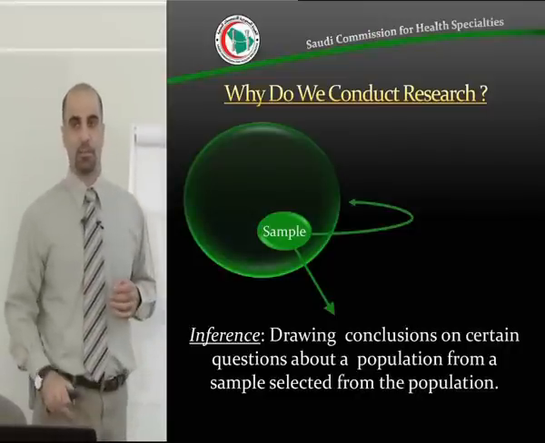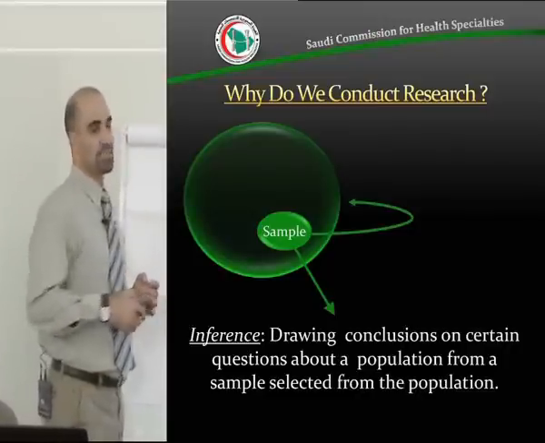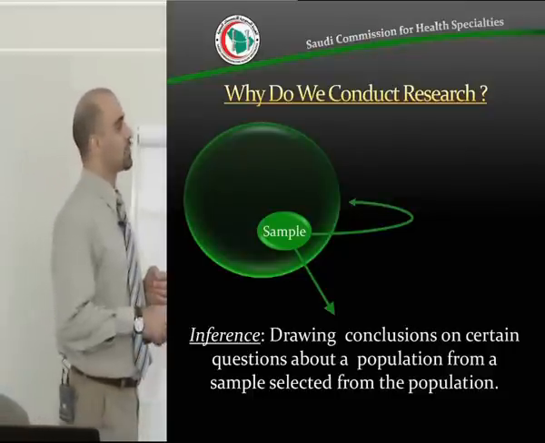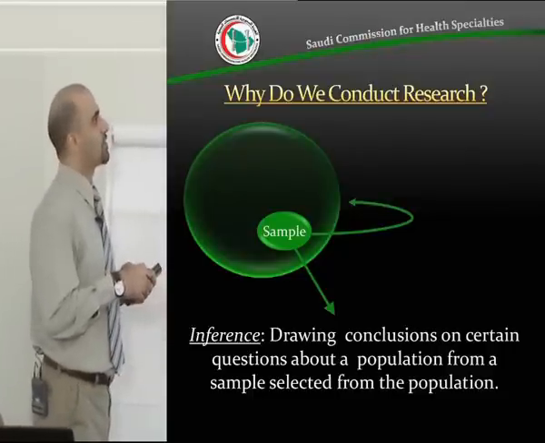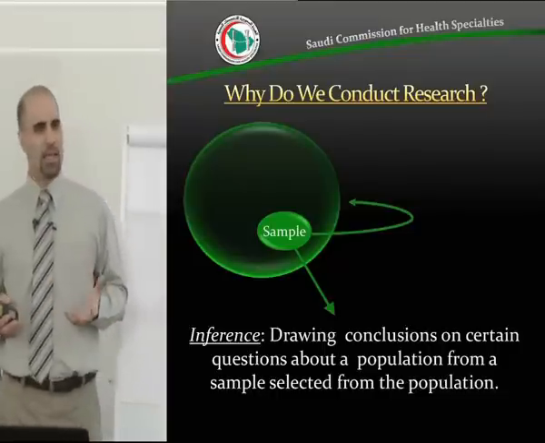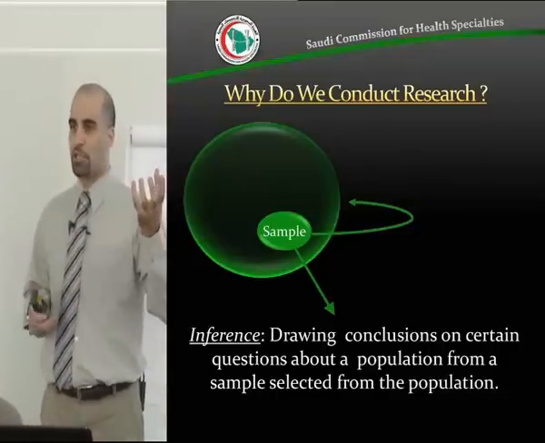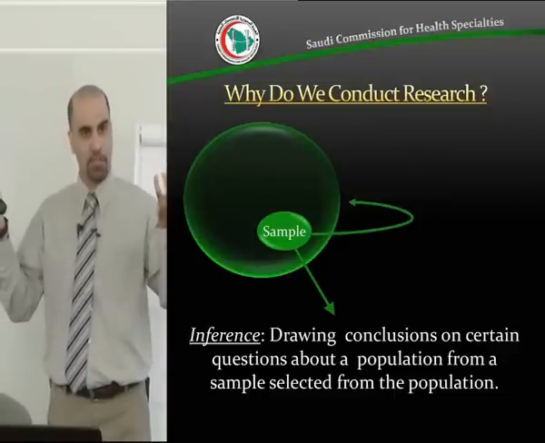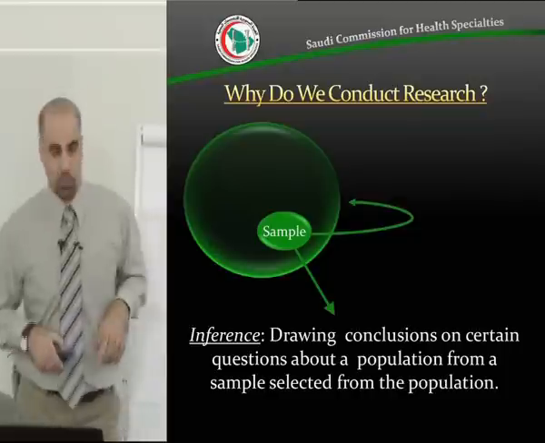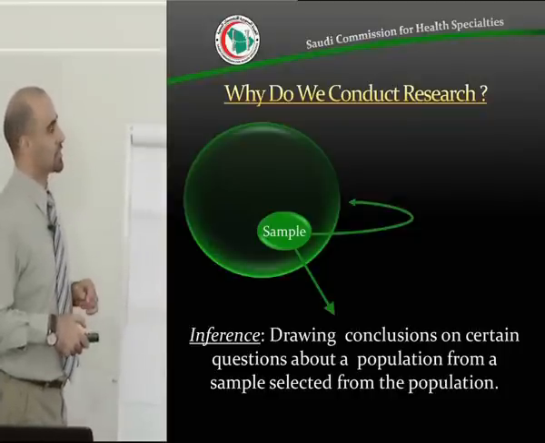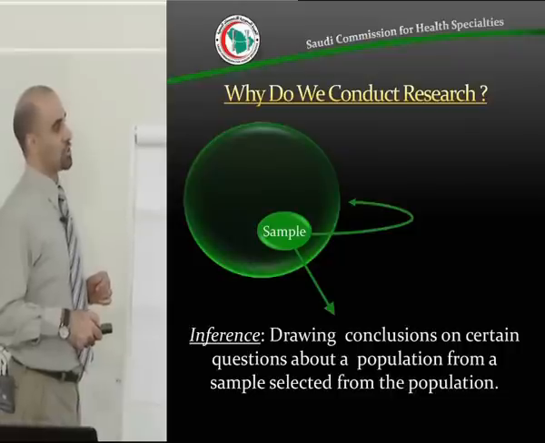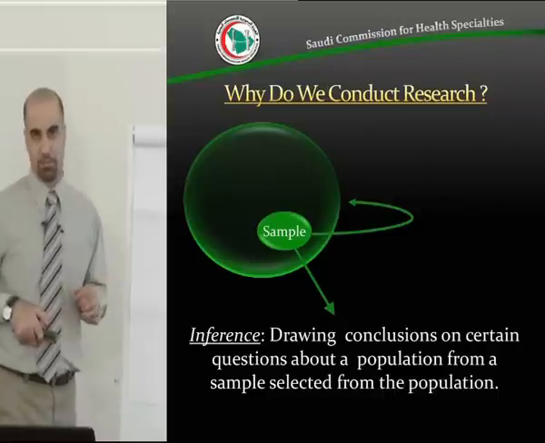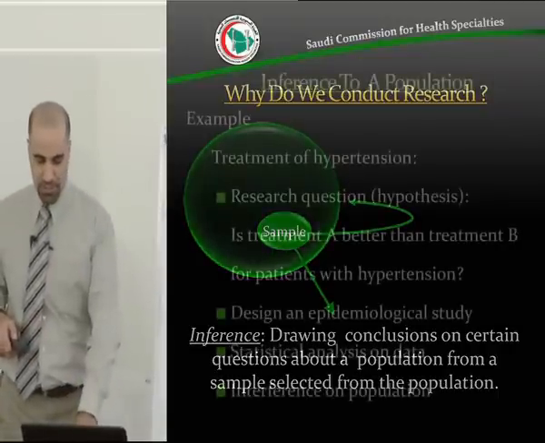But you will never take the population. You always take a small sample. When you take the small sample, the answers that you get are on the sample, but the question that you asked is on the population. So you ask a question about the population, you take a sample, you get the answers on the sample, but you did not address the original question. The original question was on the population. So what you have to do is inferential statistics. What does it mean? Drawing conclusions on certain questions about a population from the sample. This is the concept of inferential statistics.